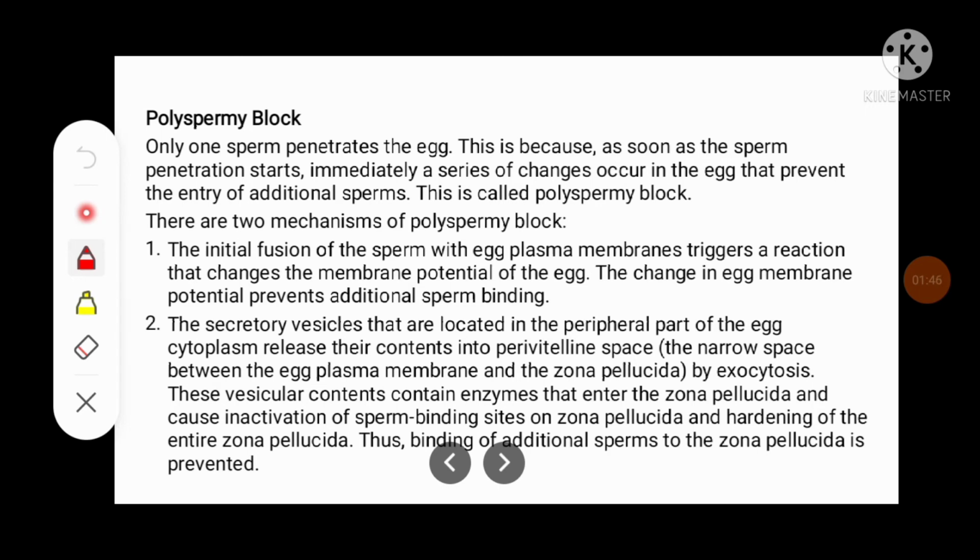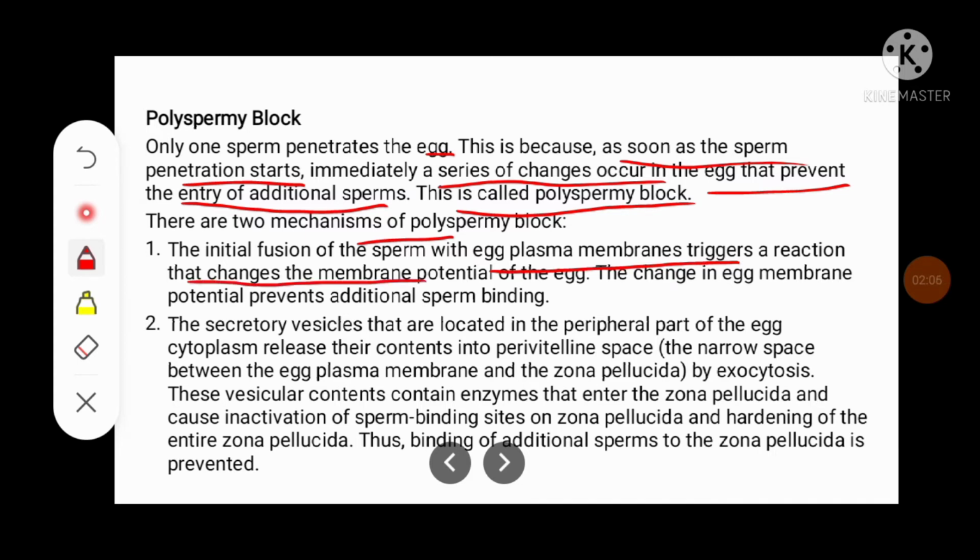Only one sperm penetrates the egg. This is because as soon as the sperm penetration occurs, immediately a series of changes occur in the egg that prevent the entry of additional sperm. This is called polyspermy block. There are two mechanisms of polyspermy block. The initial fusion of the sperm with the egg plasma membrane triggers a reaction that changes the membrane potential of the egg. So the change in the egg membrane potential prevents additional sperm binding.